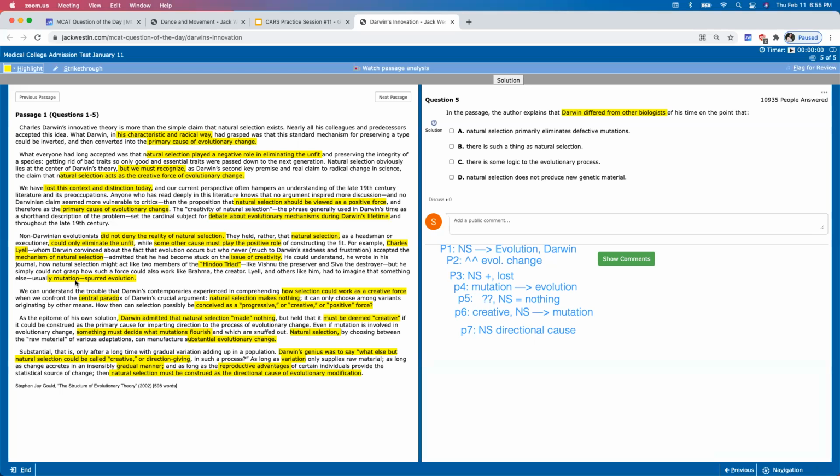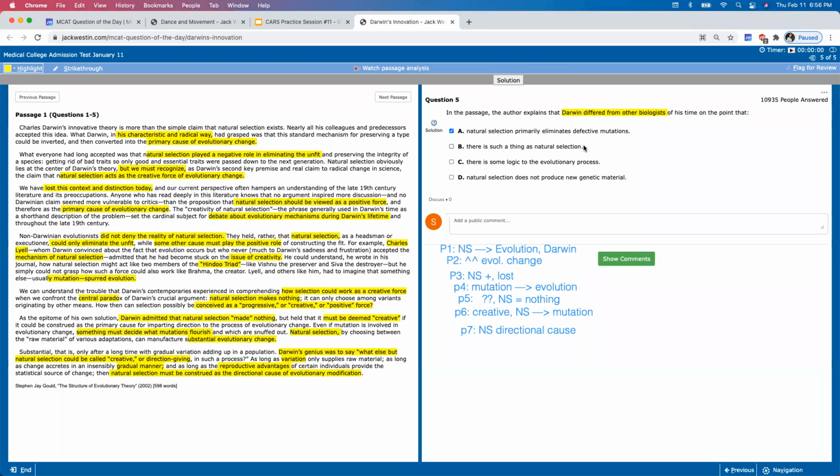So here, mutation spurred evolution. So Darwin did not say that, but he also argued that natural selection was creative, and that's why the mutations got chosen. It wasn't that mutations spurred evolution. So that's why thinking is backwards. So that's why A is the correct answer.